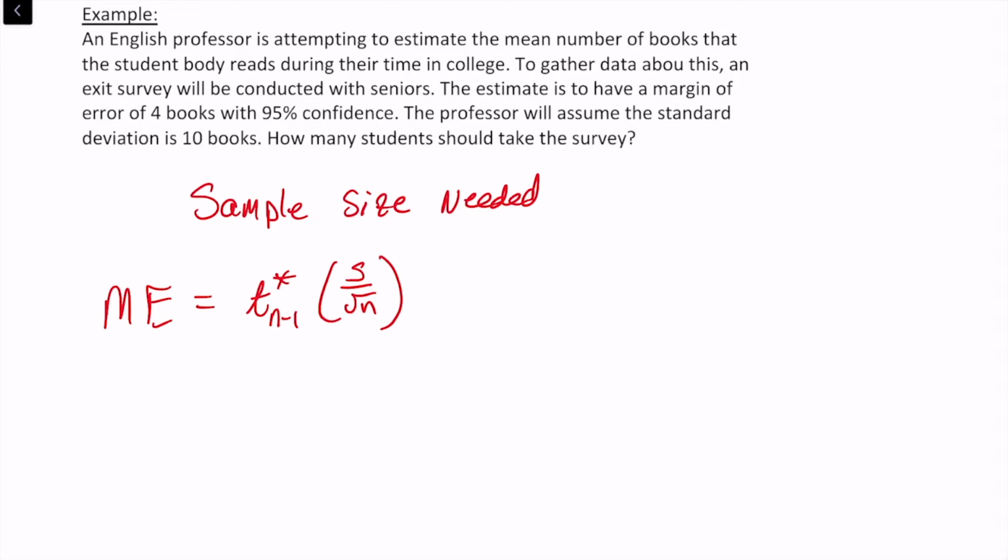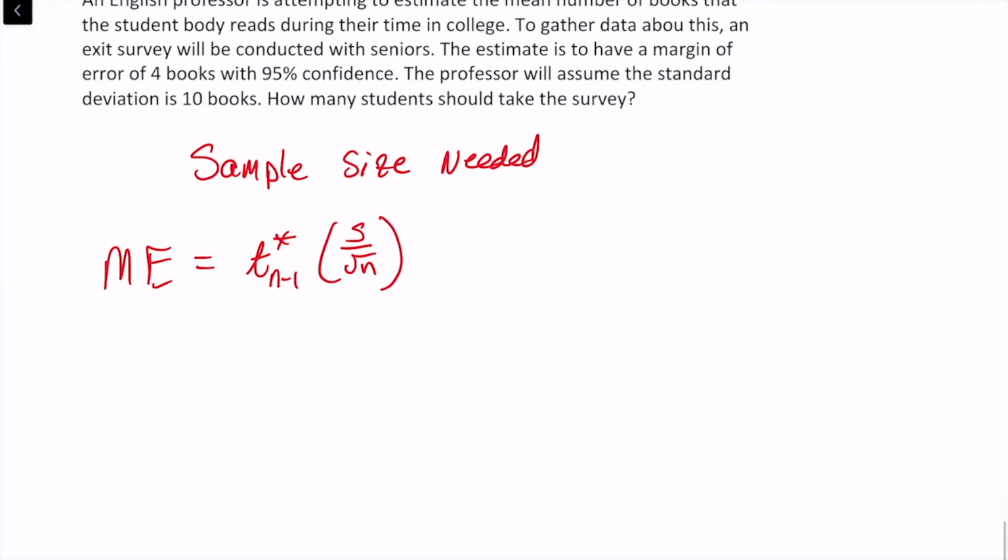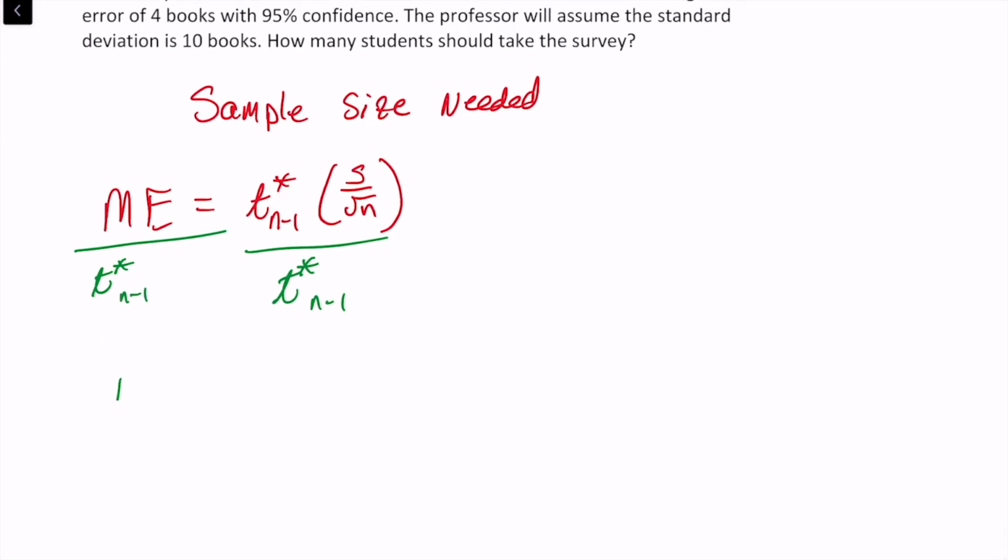And so what we need to do, and we've done this before in a previous video, is we need to solve for n. So I'm going to go through the algebra real quick. Feel free to skip ahead to get just to the final answer, but this is what we're going to do. First of all, I'm going to divide through by my critical t-score. We are left with the margin of error divided by the critical t-score, with degrees of freedom n minus 1, and that's going to equal our sample standard deviation divided by the square root of n.